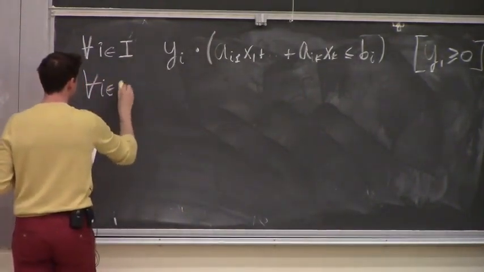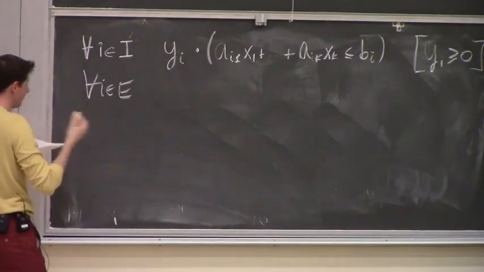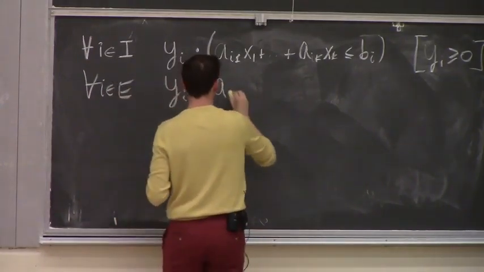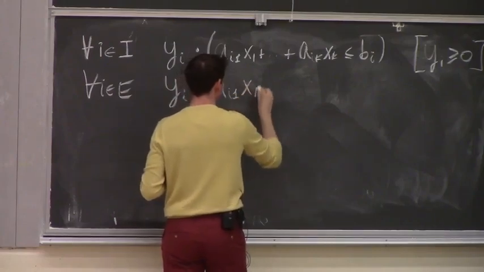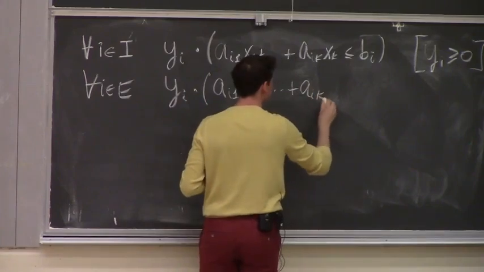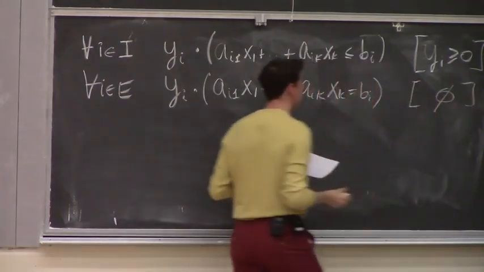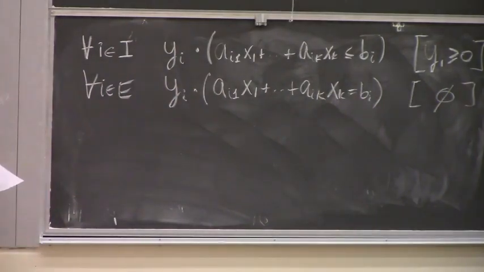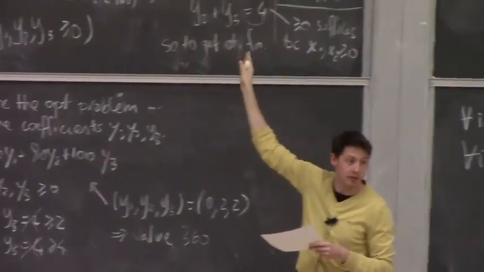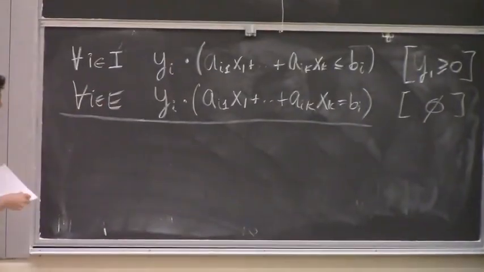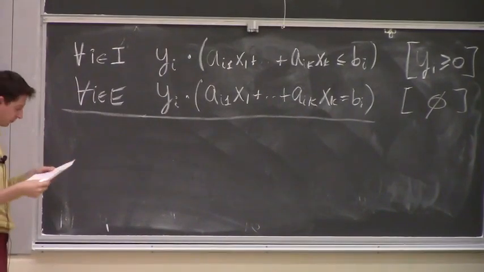Then, for every i in the set of constraints that are equalities, we're still going to consider y_i that multiplies the same thing, except with an equal sign. So a_i1 x1, plus and so on, and a_ik xk equals b_i. Here we're not going to require anything of y_i, because it's an equality. It doesn't matter what we multiply with. And then what did we do here? We introduced all these things, figured out which of the y's need to be non-negative, and then we just add them up and see what happens. So now let's add up all these things, and we'll get a left-hand side and a right-hand side.